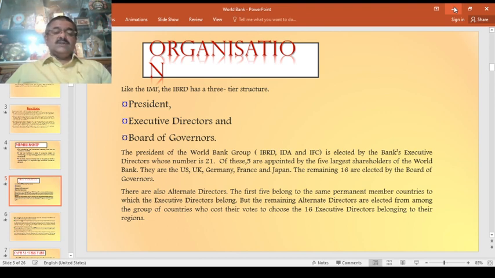There are also alternate directors. The first 5 belong to the same permanent member countries to which the executive directors belong, but the remaining alternate directors are elected from among the group of countries who cast their votes to choose the 16 executive directors belonging to their regions.